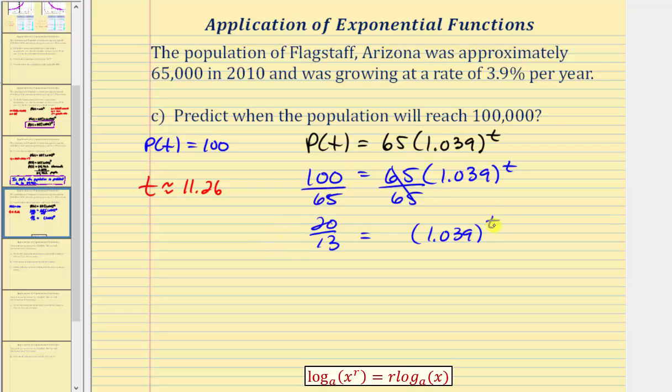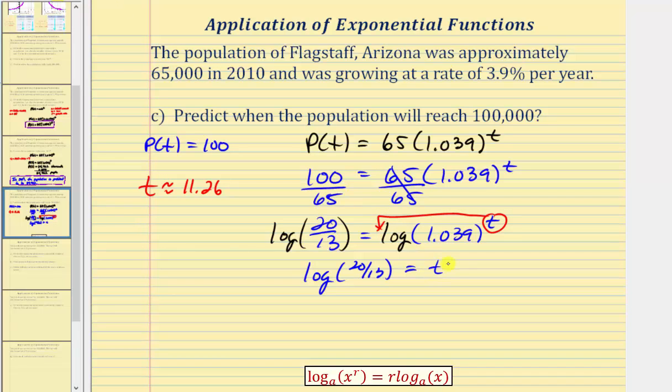Because we'll be using the calculator, we'll use either a common log or natural log. In this example, let's use the common log. So we'll take the common log, or log base 10, on both sides of the equation. So now we have log of 20/13 equals, now on the right side we can apply the power property of logarithms shown here below, where we can take this exponent here of t and write this as a product. We would have t times the common log of 1.039, and therefore in order to solve for t here, we would divide both sides by common log of 1.039.